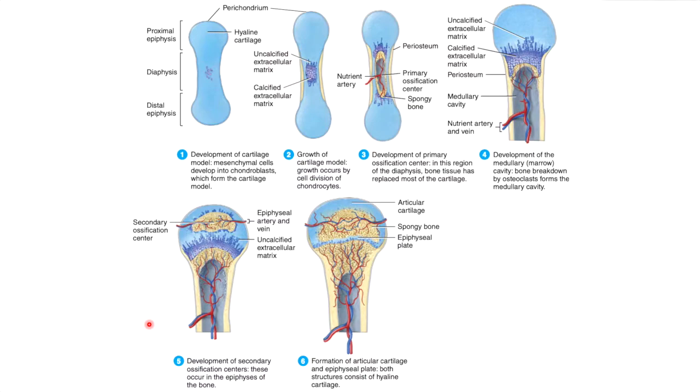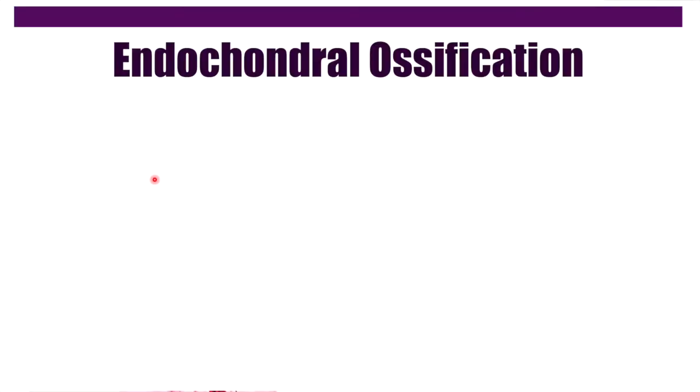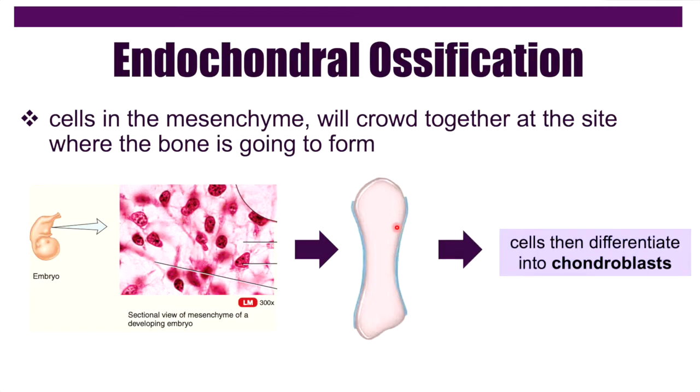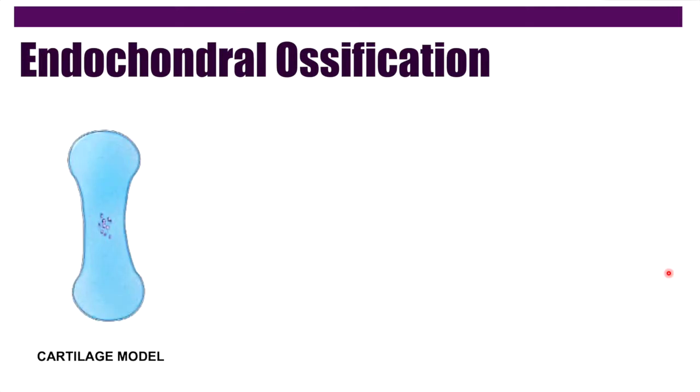This picture summarizes the sequence of events in endochondral ossification. Just as in intramembranous ossification, cells in the mesenchyme will crowd together at the site where the bone is going to form. They will cluster together to form the general shape of the future bone. These cells will then differentiate into specialized kinds of cells known as chondroblasts. Like the osteoblasts, these chondroblasts will also produce the extracellular matrix of what will form into cartilage model.